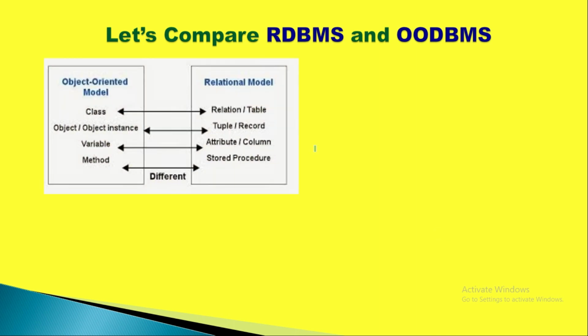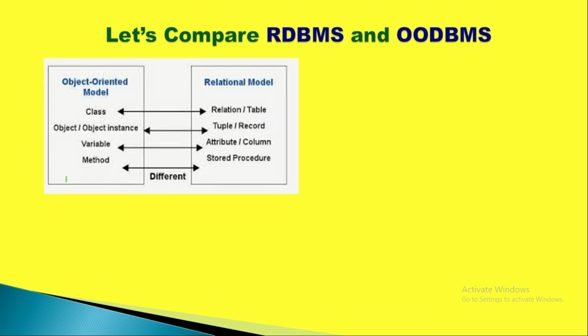You can note here that in the object-oriented model we have a class, and in the relational model a relation or table, which represents an entity. We have an object in the object oriented model, and in the relational model we call it a tuple or record. Object instance means you have different objects like Ajay, Tilak, Piyush, etc. of a particular class. Now in the object oriented model we call it a variable, state, or attributes. Here we call it an attribute or a column.